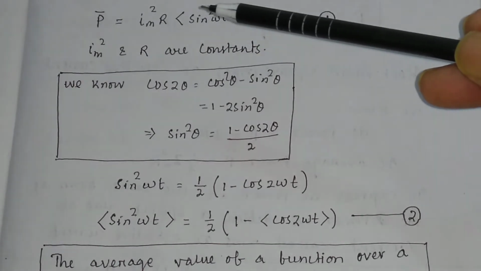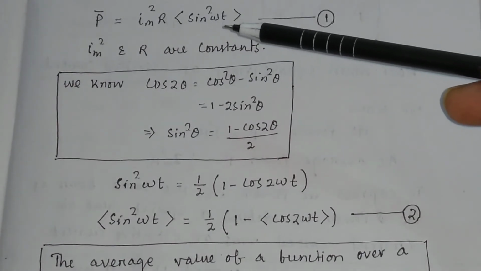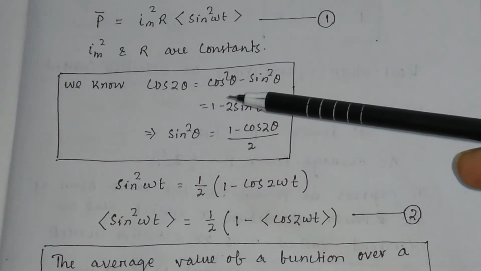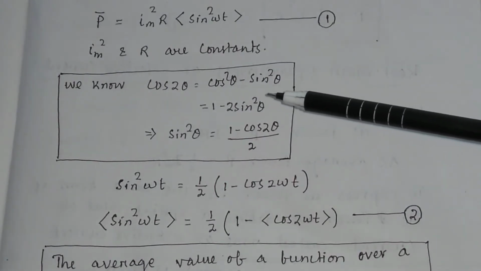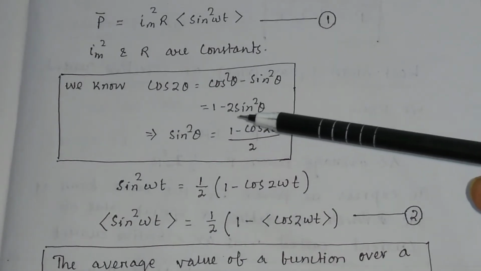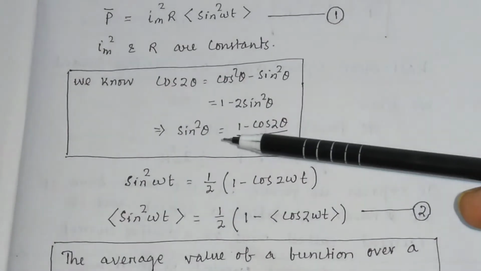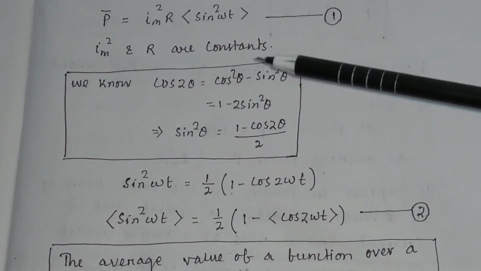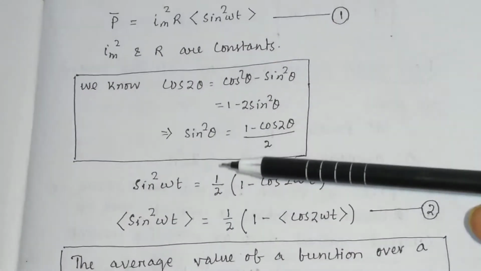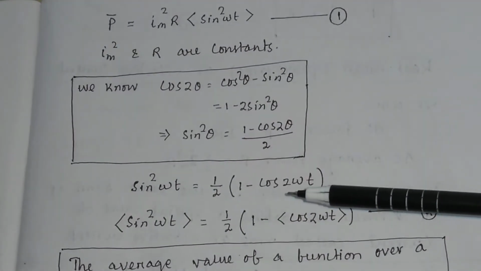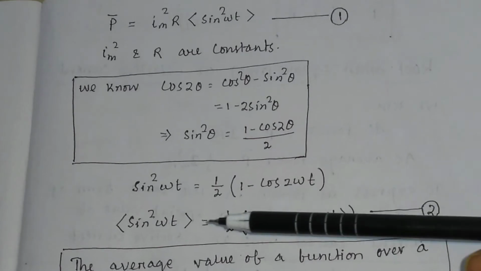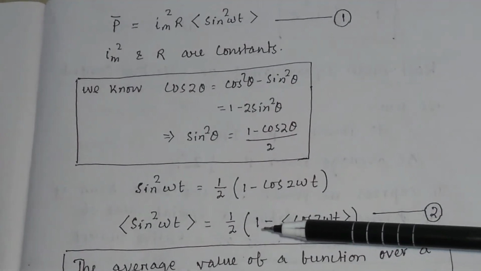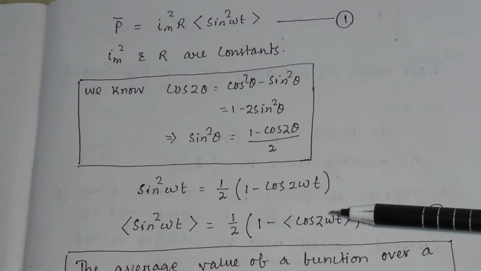Now we will find out what is the average value of sin square omega t. From trigonometry we know cos 2 theta is equal to cos square theta minus sin square theta, or that is equal to 1 minus 2 sin square theta, or sin square theta is equal to 1 minus cos 2 theta divided by 2. Similarly, you can write sin square omega t as half into 1 minus cos 2 omega t. So the average value of sin square omega t will be equal to half of 1 minus the average value of cos 2 omega t.